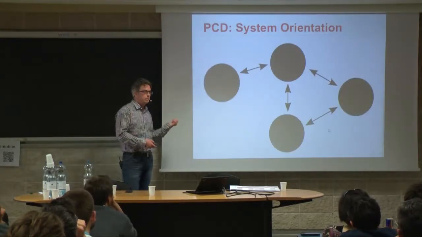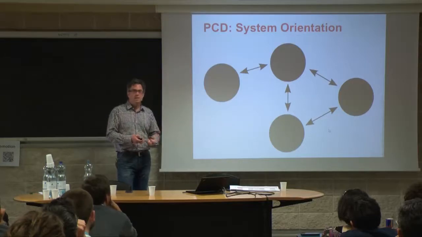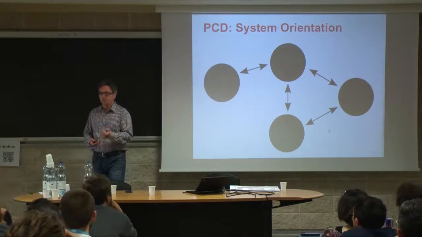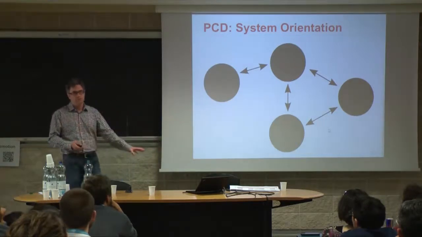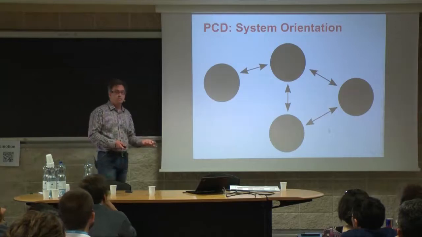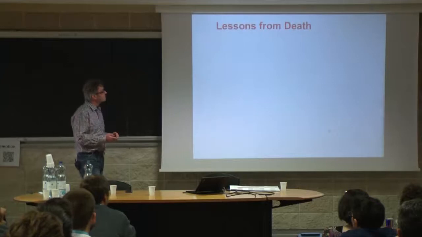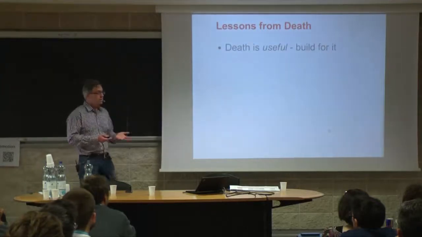It's one of the most fundamental properties of building long-running reliable systems. Is this isolation and letting bad things die. You get some sort of corruption in your state and you kill it off, programmed cell death. Right, so this is a very direct way of applying this natural phenomenon to our software. Just use Erlang. All right, so what's the lesson here? Death is useful. Build for it.